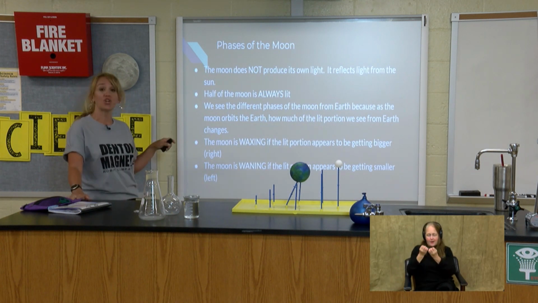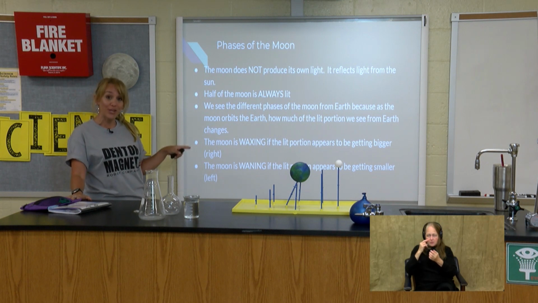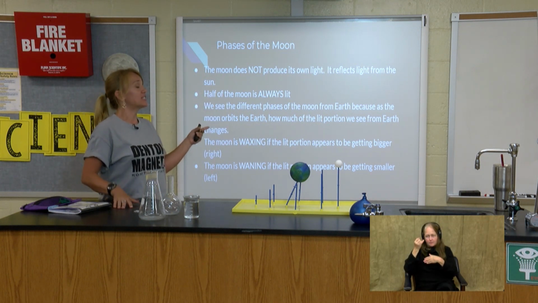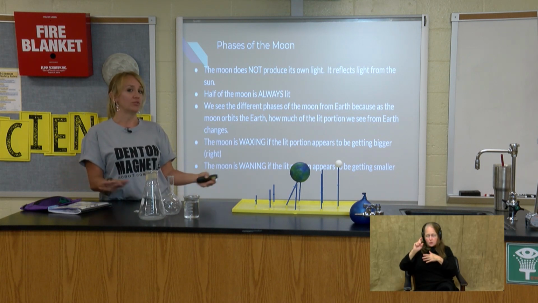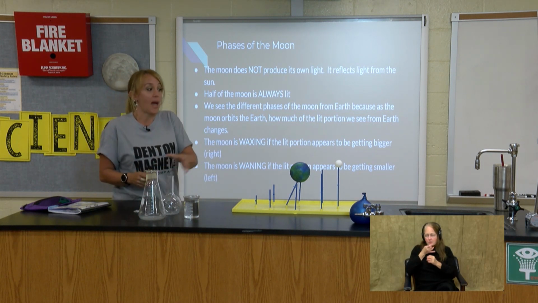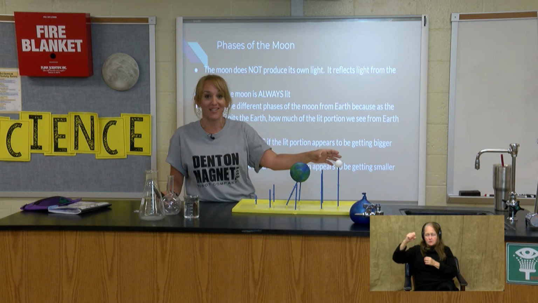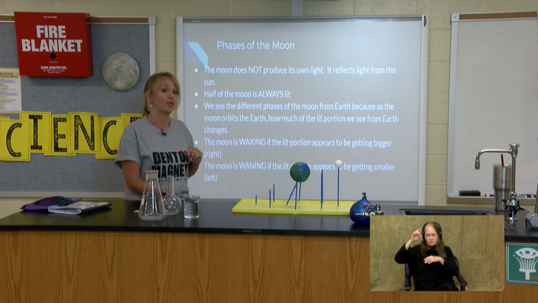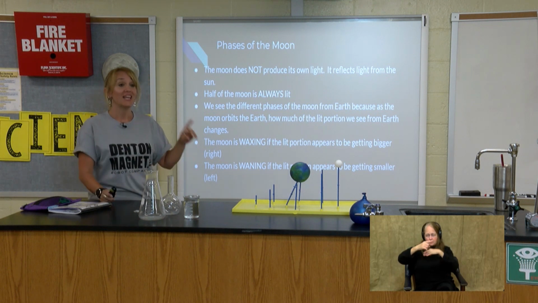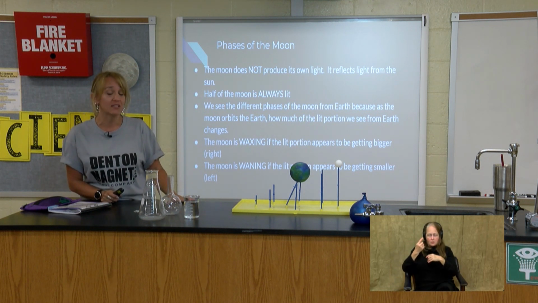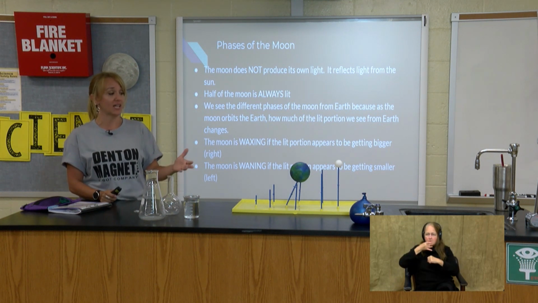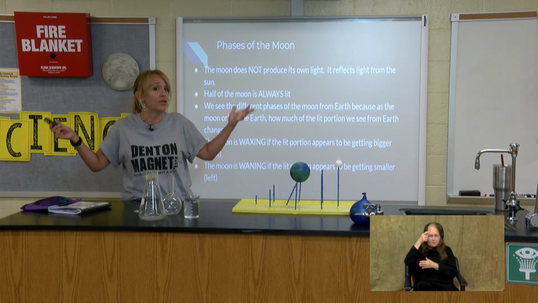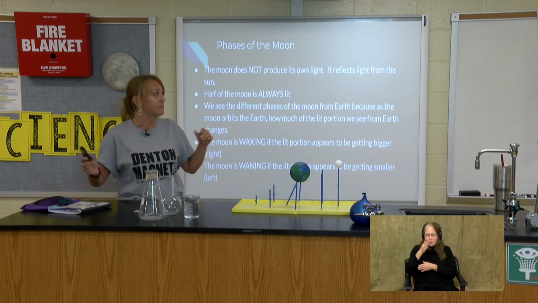Then the next week we started looking at phases of the moon. Big ideas from phases of the moon. The first one is the moon does not produce its own light. What is the moon? It's a big piece of space rock. It's just rock that's orbiting the Earth. It does not produce its own light, but it's always half lit by the light from the sun. Half of the moon is always lit because half of the moon is always going to face the sun.